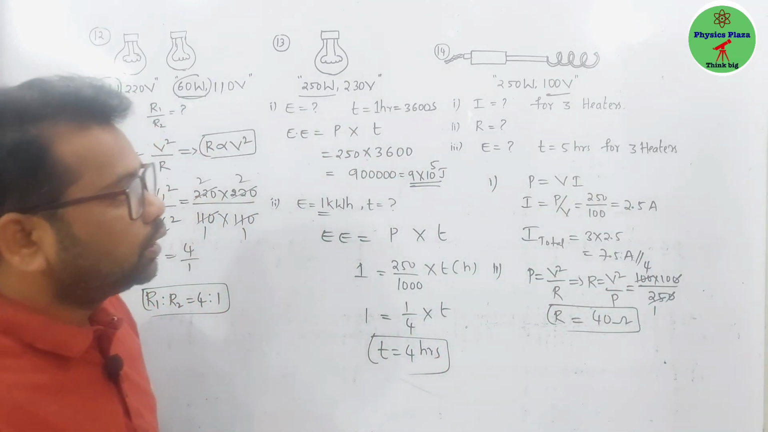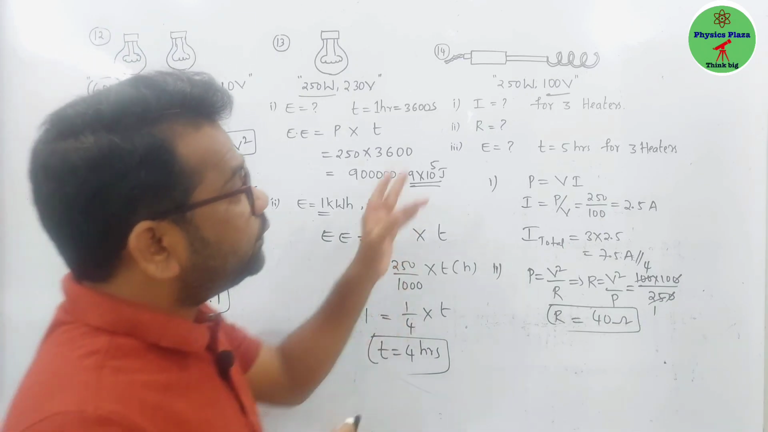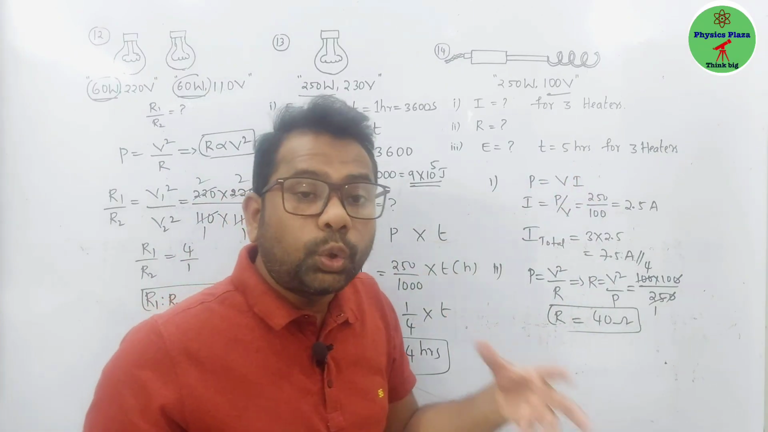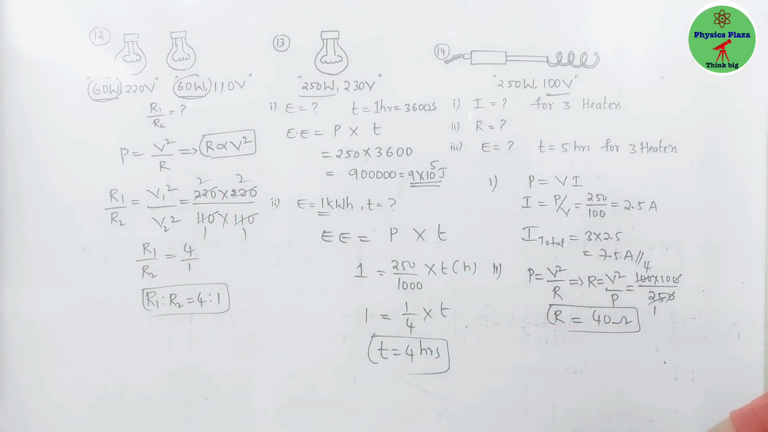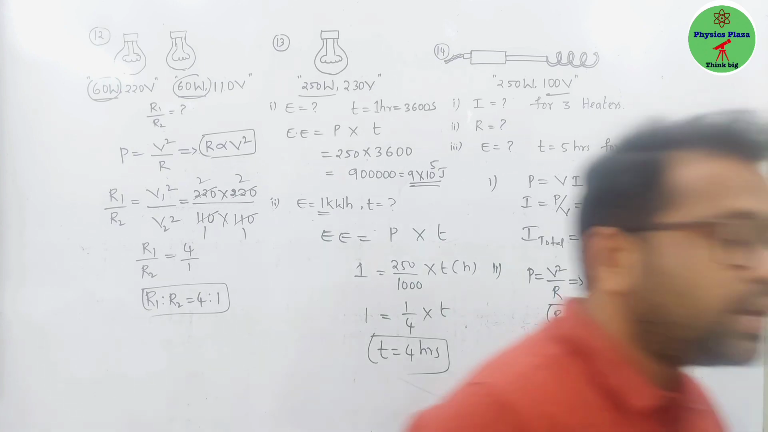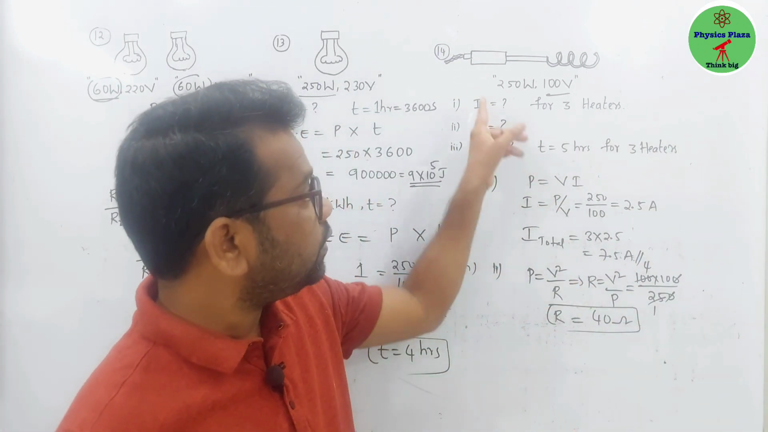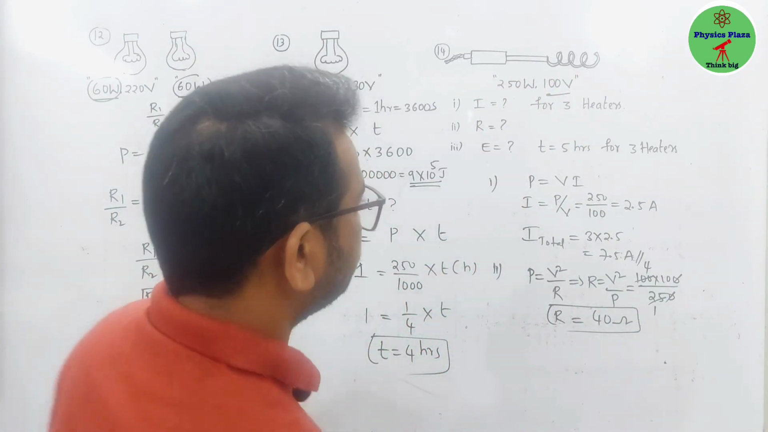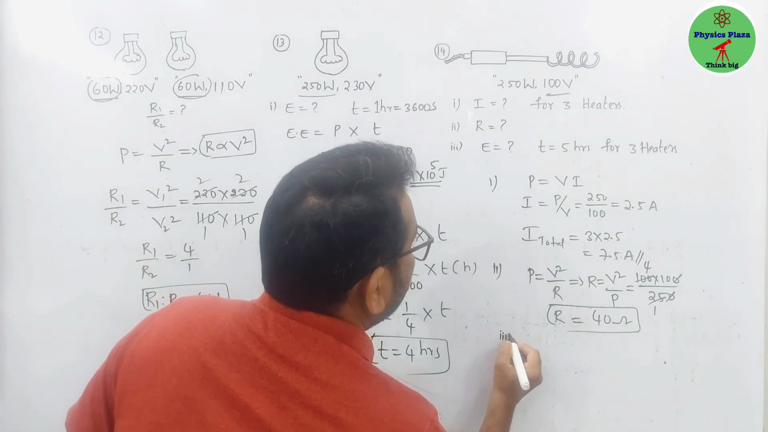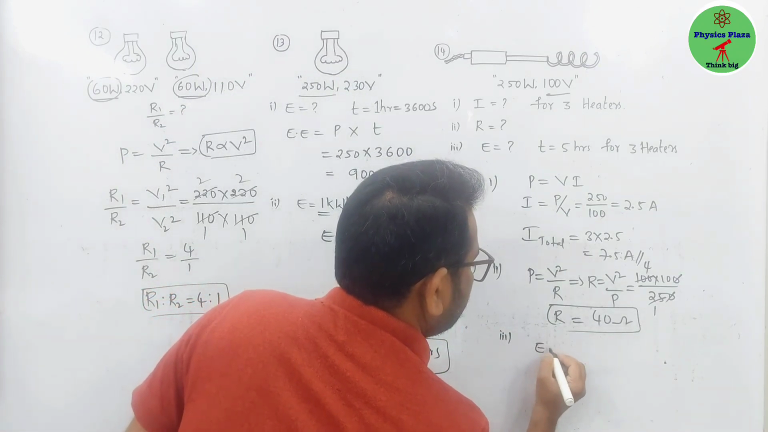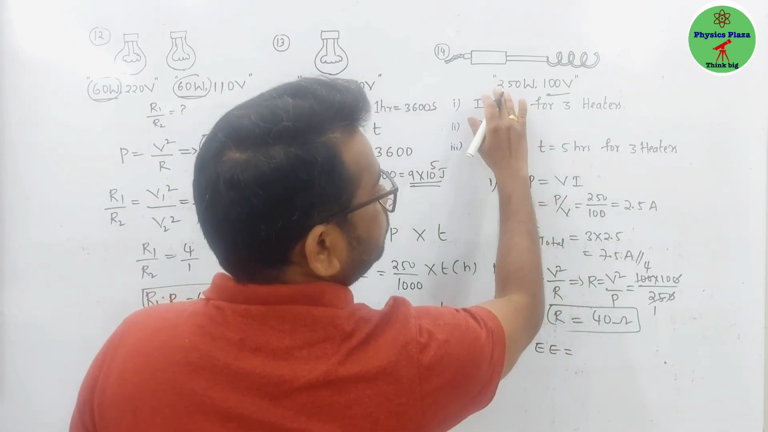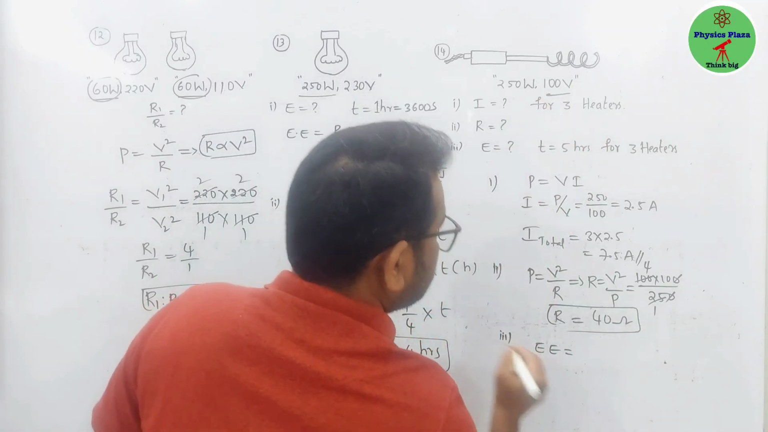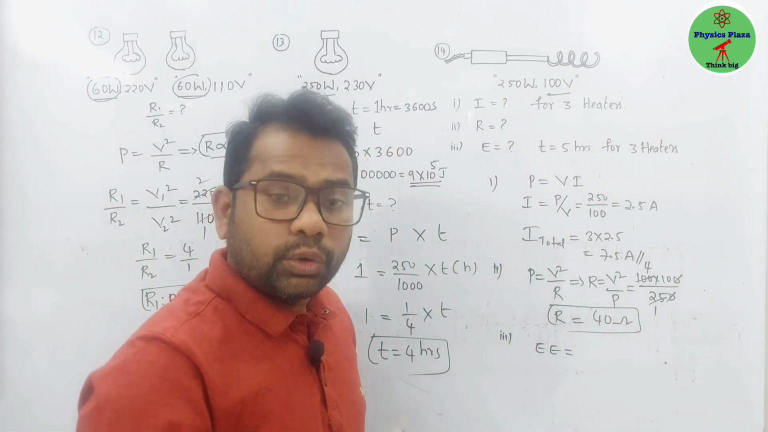Now, if such heaters are used, and each heater is used for 5 hours, what is the total energy consumed? Again, same idea. First, we will calculate the energy consumed for one water heater, multiply with 3, then you will get the total energy consumed. Look at here. So, the third one is electrical energy consumed. That is power into time. So, we are going to get energy in terms of watt hour, and if you want, you can convert into kilowatt hour also.